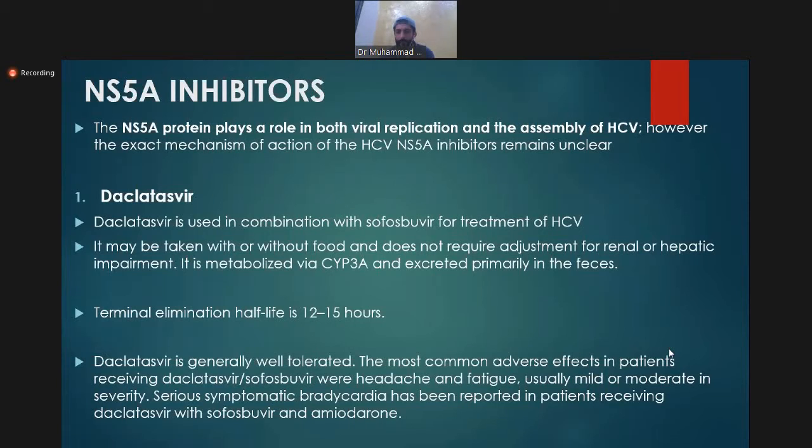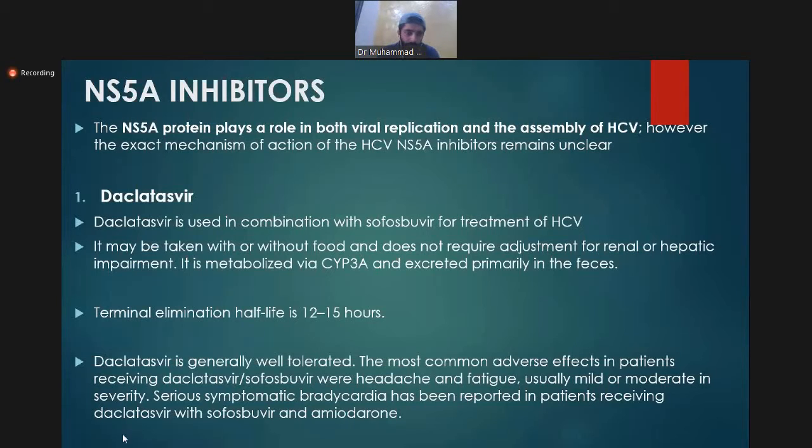The most common adverse effects in patients receiving this combination are headache and fatigue, usually mild or moderate in severity. And if you use it with sofosbuvir and amiodarone, severe symptomatic bradycardia has also been reported.